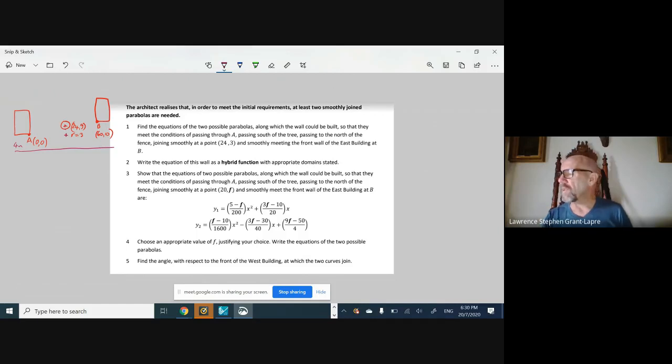And smoothly meeting the front wall. Now, smoothly meeting the front wall means it's going to be coming in level. And we want two possible parabolas. So we want a parabola that levels out here and passes through that point. So we've got a point, 24, 3. We've got a point, 60, 10. And we've got a gradient. There's three conditions, and we need three variables. That's all we need to know for that.